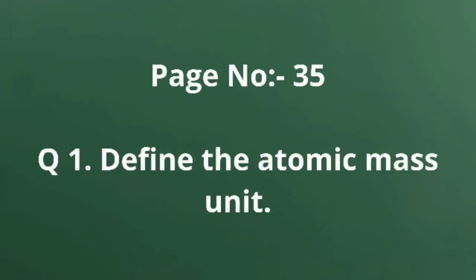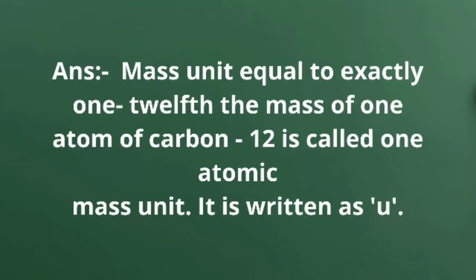Next, page number 35, question number 1. Define atomic mass unit. Mass unit equal to exactly 1/12 the mass of one atom of carbon 12 is called 1 atomic mass unit. It is written as small u.